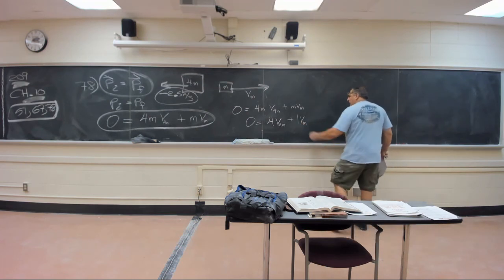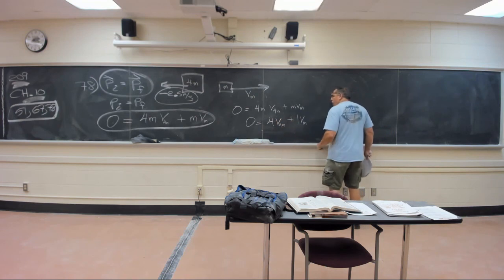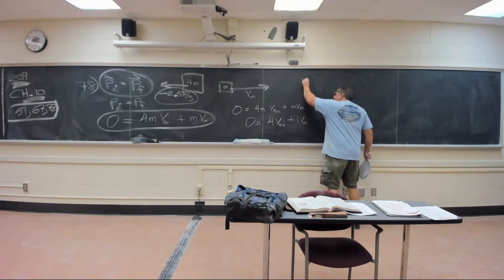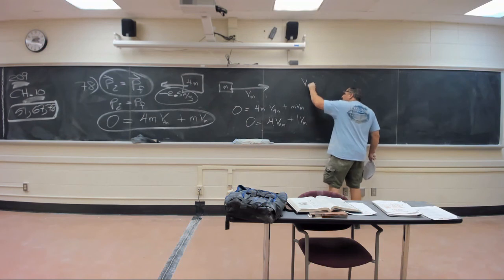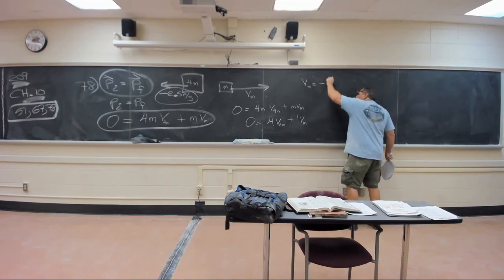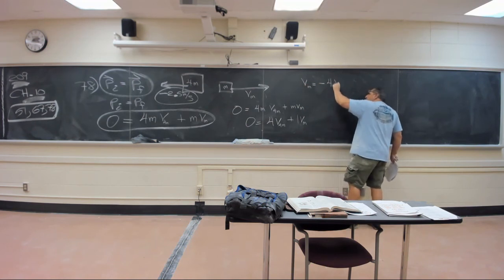One times Vm. Why don't you subtract 4 V sub 4M on each side? Subtract 4 V sub 4M on each side. So 1 times Vm is Vm. Negative 4, subtract, as we said, subtract 4 V sub 4M.